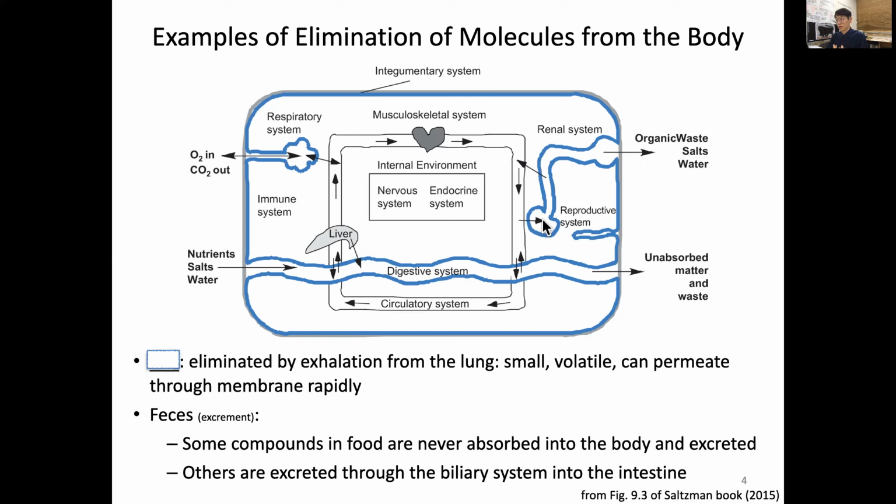Some of them we are going to discuss today. Through the renal system, we excrete organic waste, salt, and water via urine output. Let's see feces first, in other words excrement. Some compounds in foods are never absorbed into the body and are excreted, and others are excreted through the biliary system into the intestine. Here you can see from the liver and biliary system, bile product gets into the intestinal system and gets out of the body.